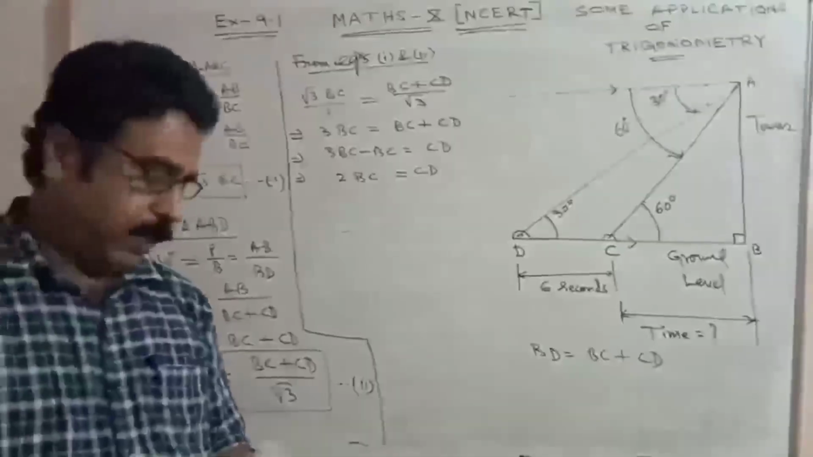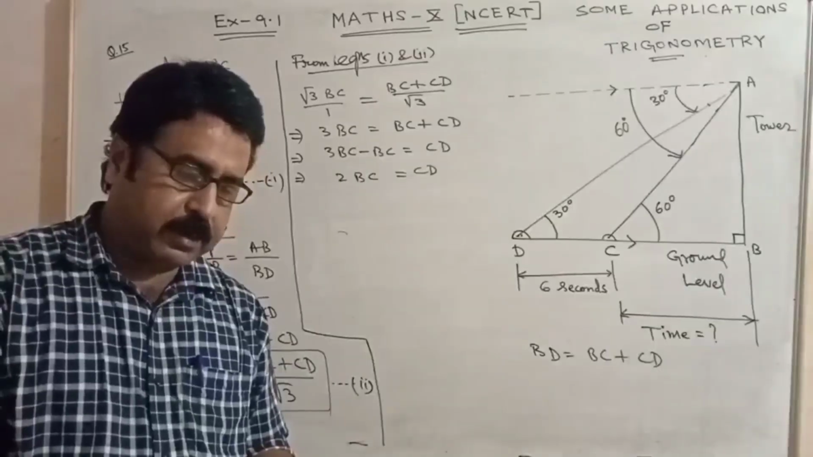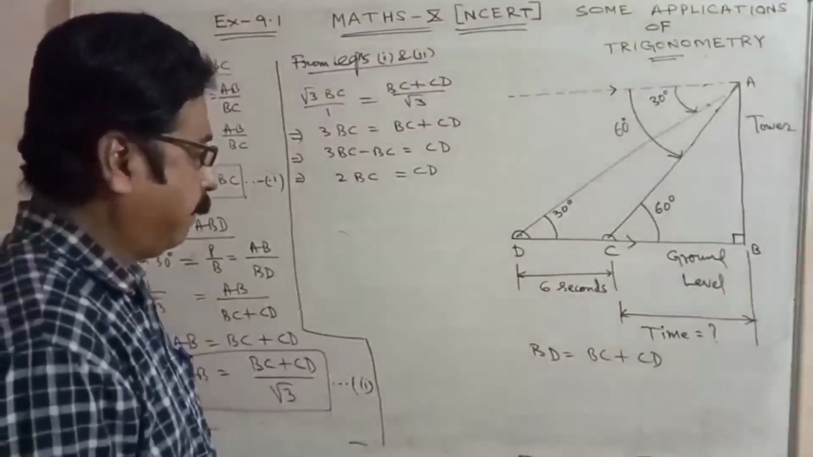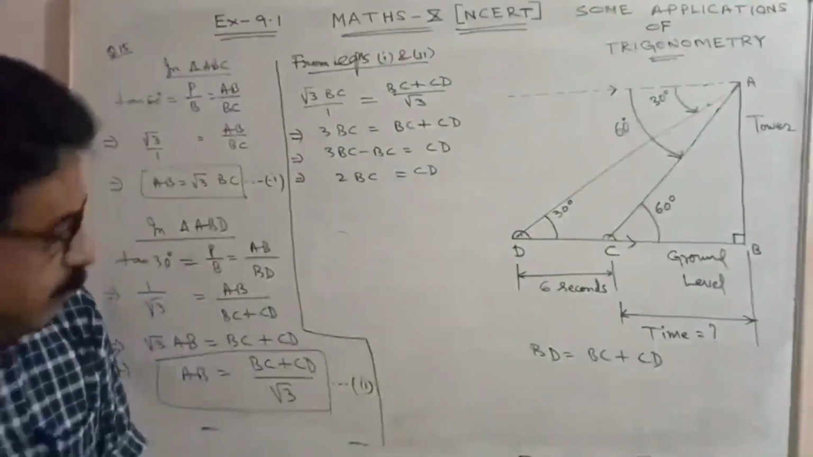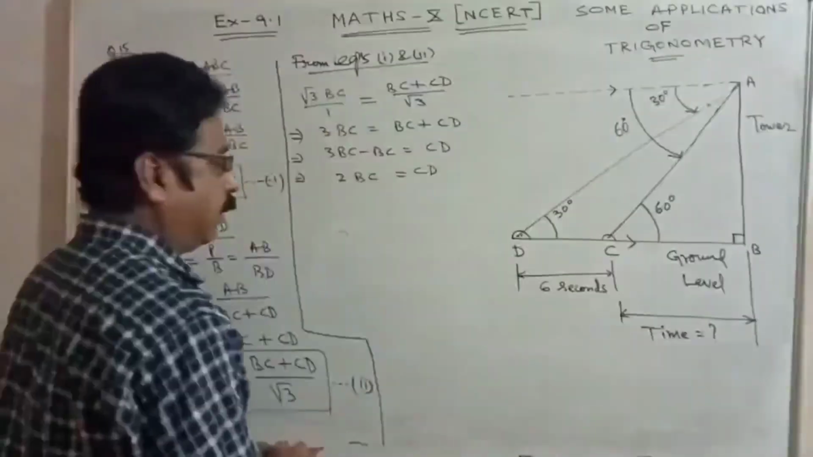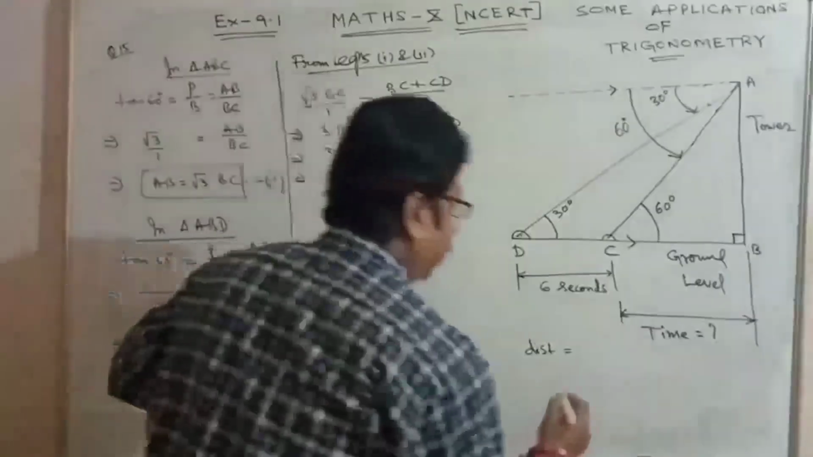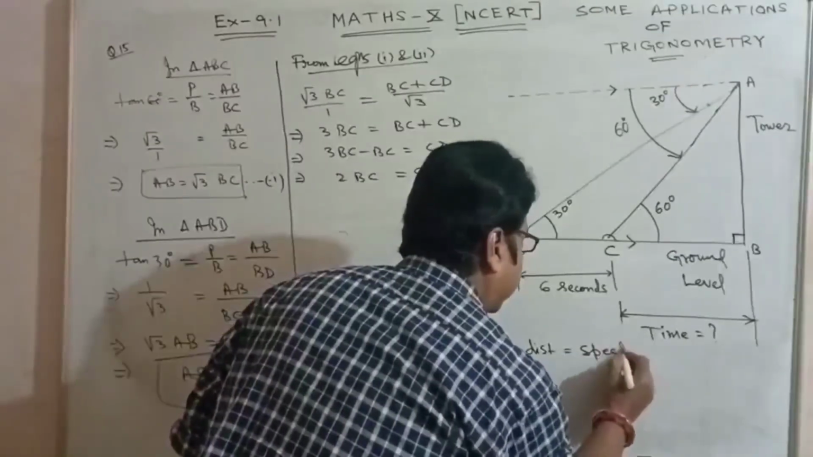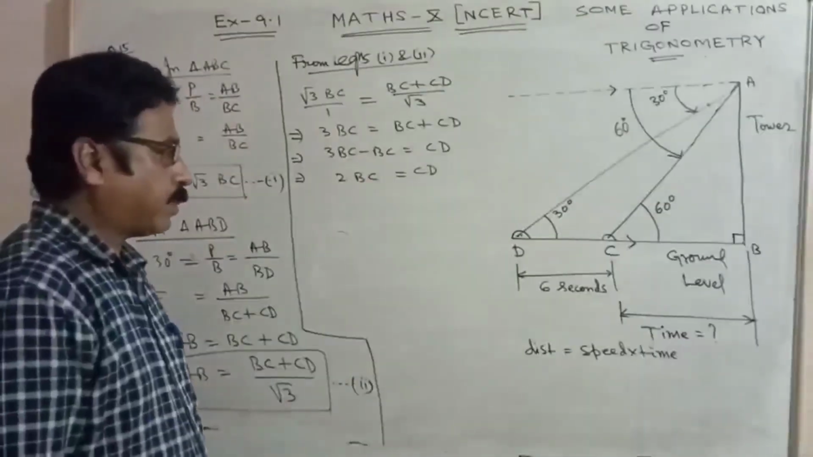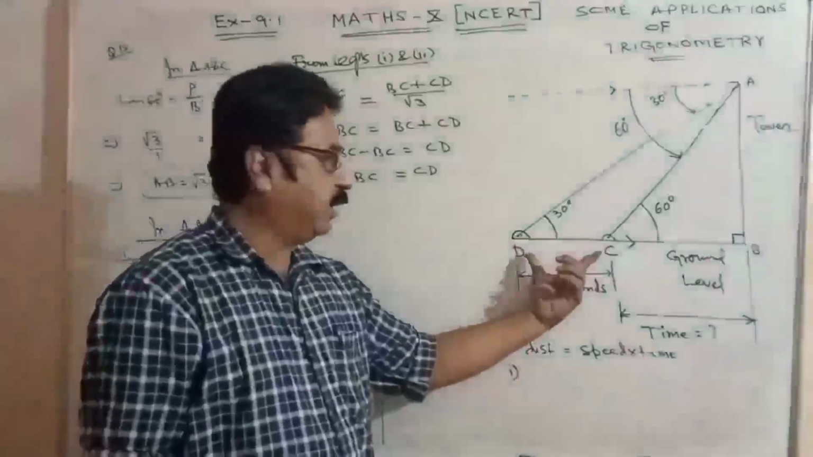In the sum it is given the speed is uniform, it should be. Yes, it is given the speed is uniform. You know time distance formula? I have to clean this portion. Distance equals to speed into time. For the first case, this case, what is the distance? It is CD.